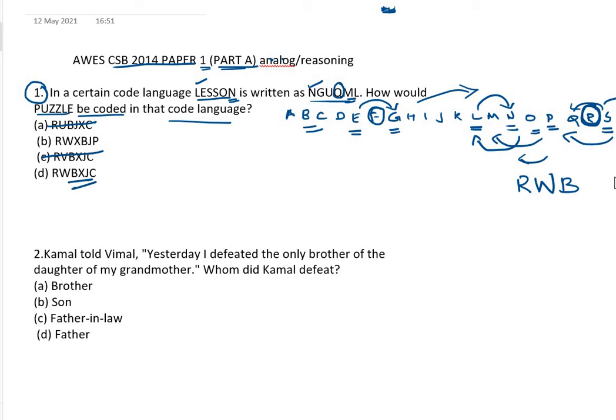We can check one more letter. The last three letters are in reverse order. So Z means X. So this is the correct answer. Answer is D. No need to check these two, but if you want, you can check. Okay, so the answer is D.